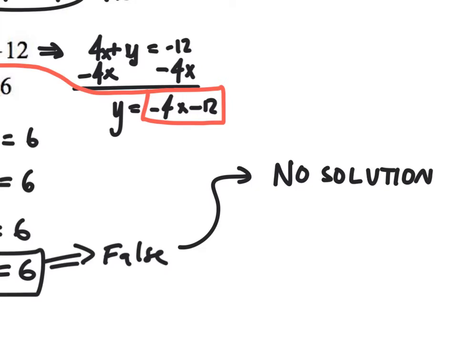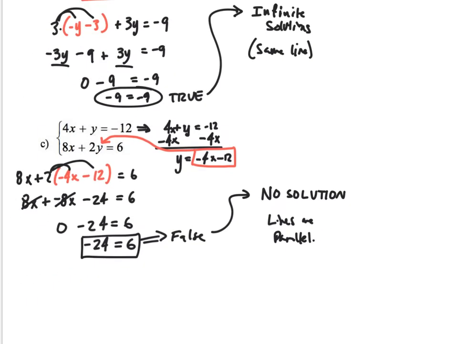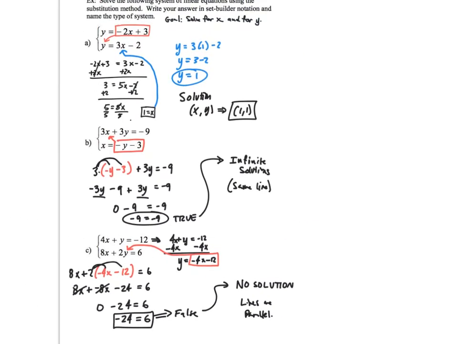Okay, and so because I have no solution, these lines are parallel. All right. So what you have, guys, is that you have this concept of either you're going to get a solution, okay, with numbers, or you're going to get a true statement, which means you have infinite solutions. Or you're going to get a false statement, meaning you have no solution and that the lines are parallel. Okay, so you're going to have these three options here.